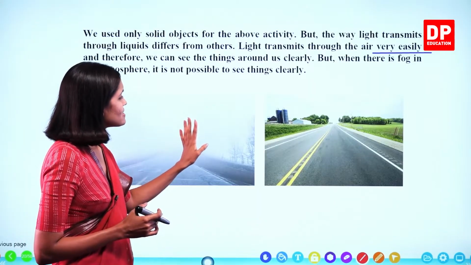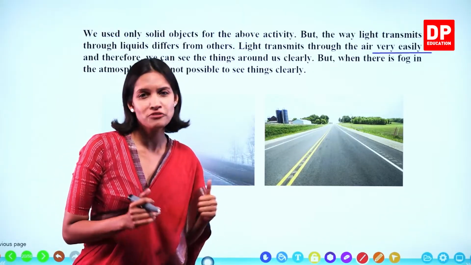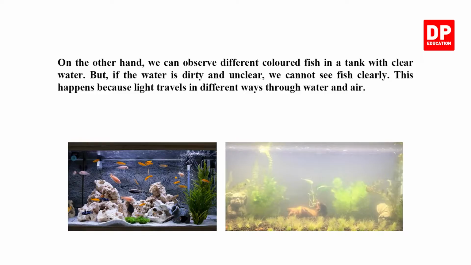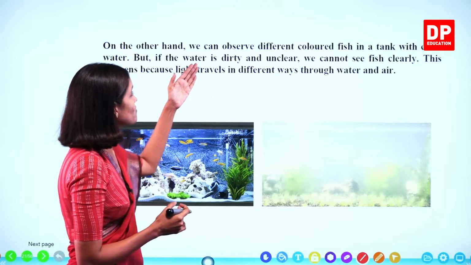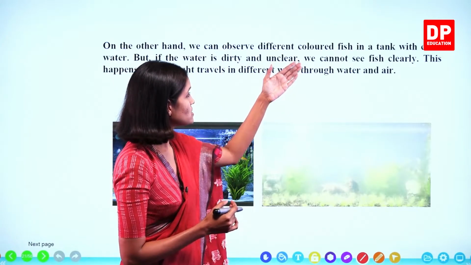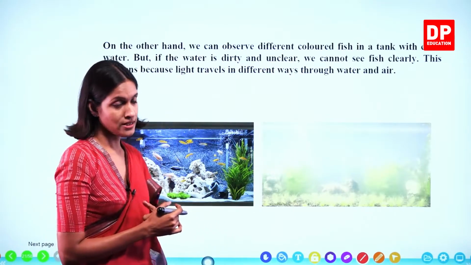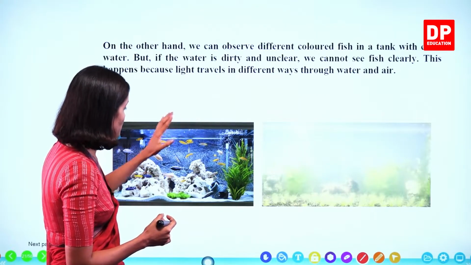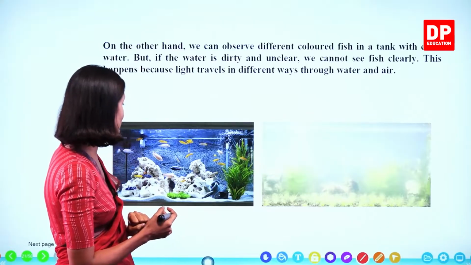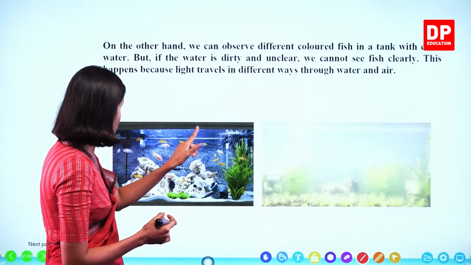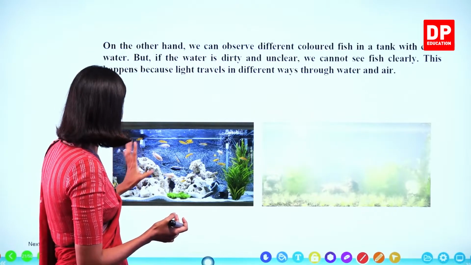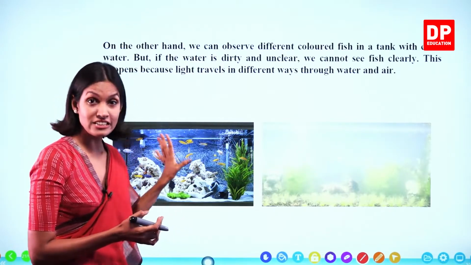So does light travel in water in the same way? We'll go see now. Look at these two pictures. On the other hand, we can observe different colored fish in a tank with clear water. If the water is clean and clear, you can see the aquatic plants clearly. You can see fish with different colors very clearly, right? So this environment is very clear.